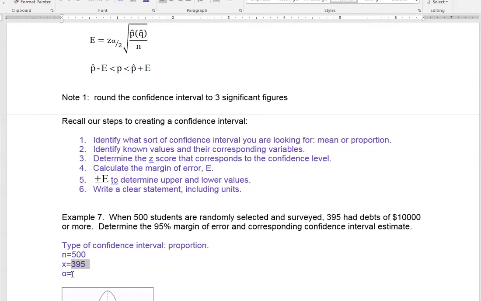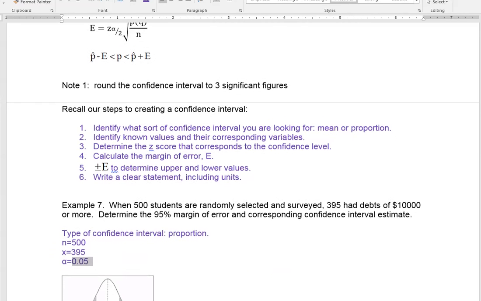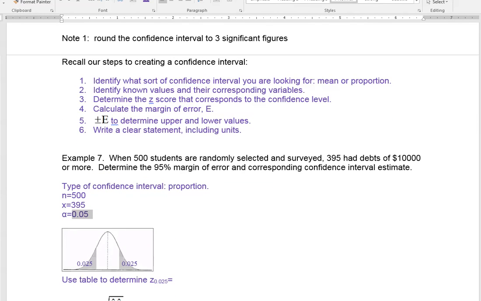And our alpha, remember, comes from our confidence level. So it isn't our confidence level. Remember, it's 1 minus our confidence level. So if our confidence level is 95, our alpha is 5% or 0.05. Now what good does that do us? Remember, that tells us what our Z score should be, right? Because we know that alpha is the shaded regions on the edges. It's our chance of being wrong. So in this case, we split that in two, always for confidence intervals.